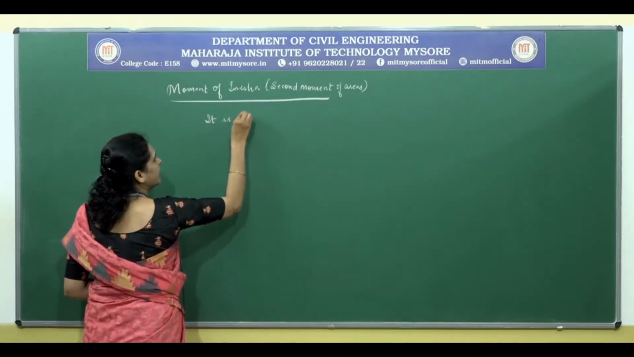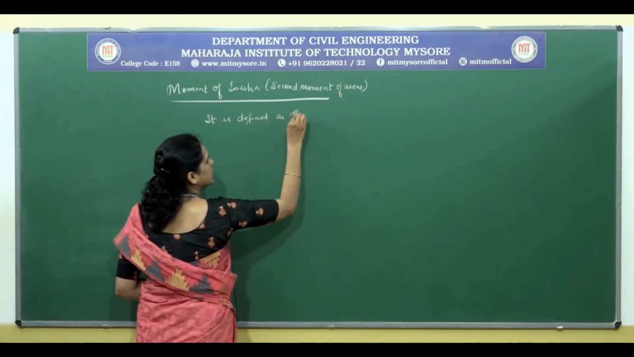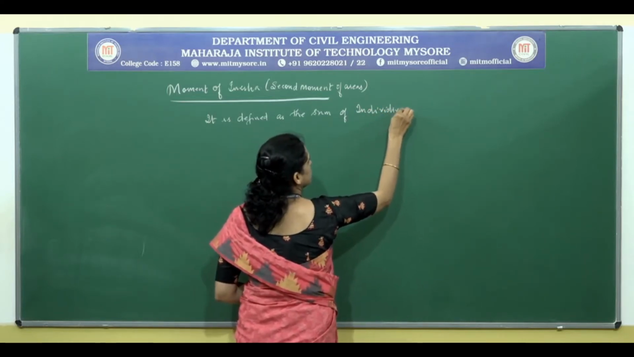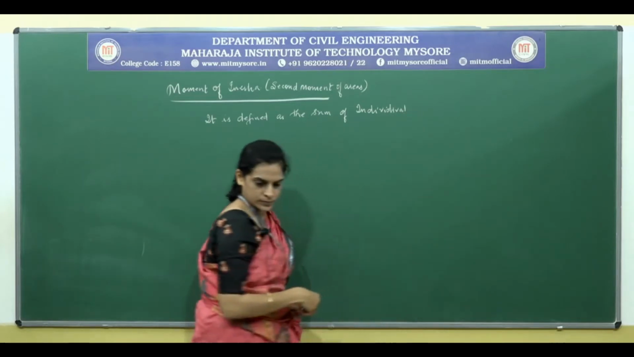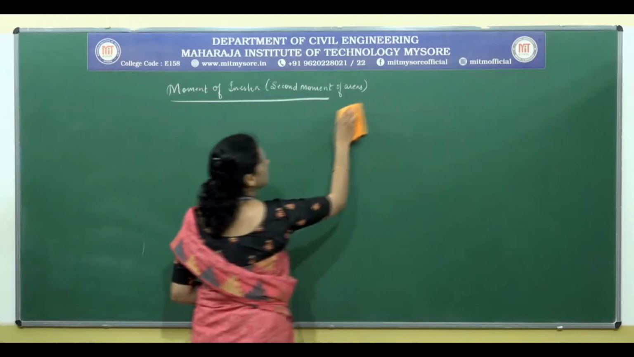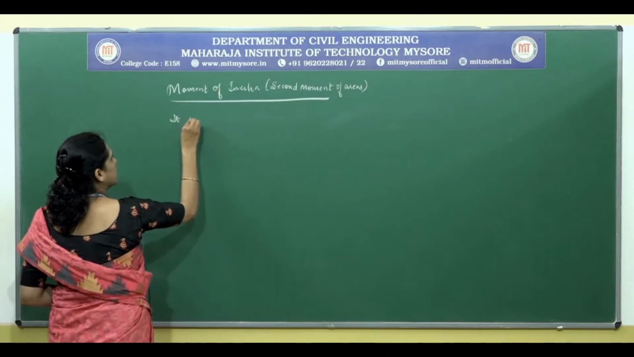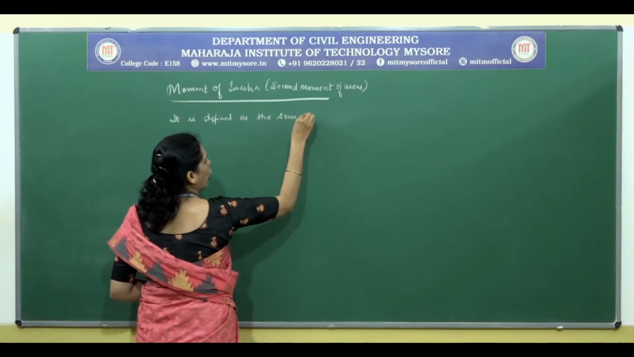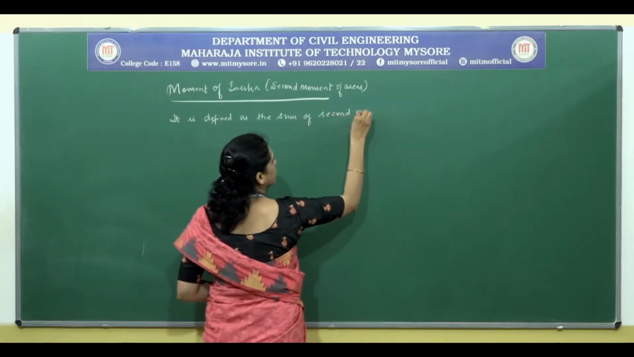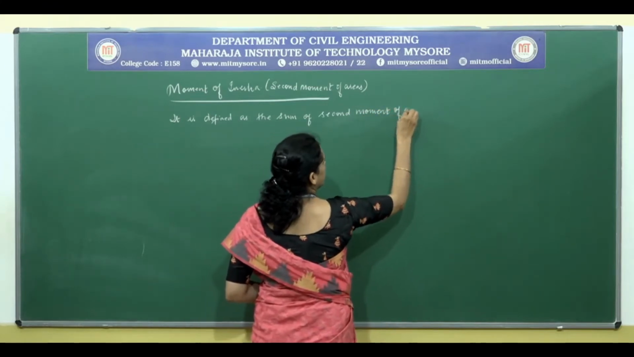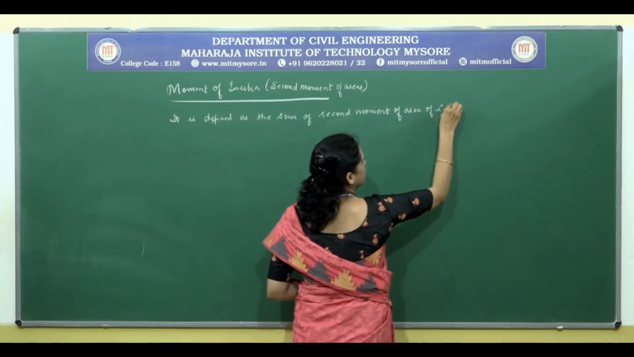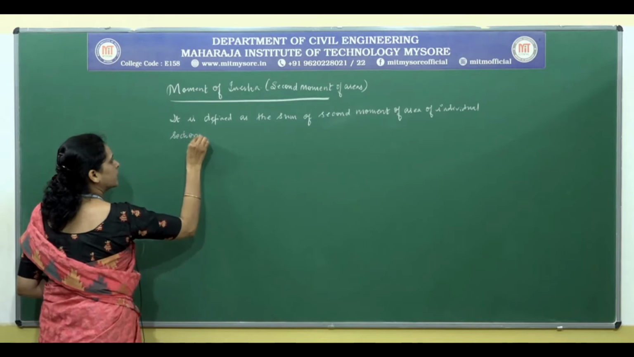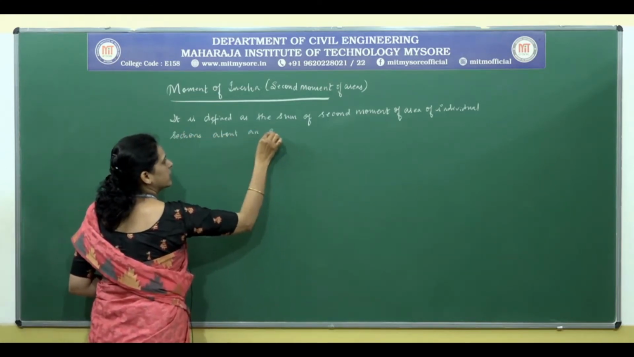It is defined as the sum of second moment of area of individual sections about an axis.